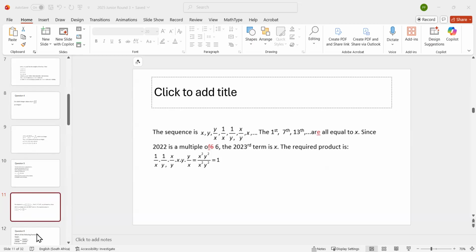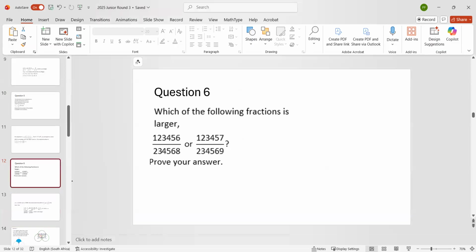The next problem is problem number 6. Which of the following fractions is larger? Oh, you got 2 horrible looking fractions here. And you're not allowed to use a calculator. If you use a calculator, you'll be able to just write this as a decimal, write this as a decimal, and there you have it. You can see what the larger number is. But now, how do you do this without a calculator? That's a challenge, you see.